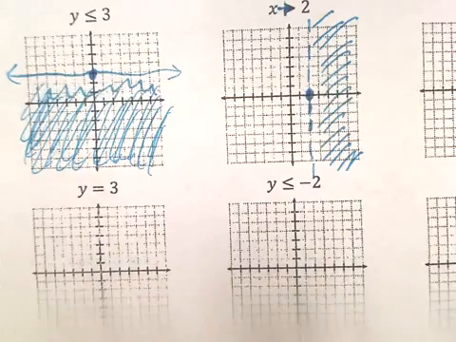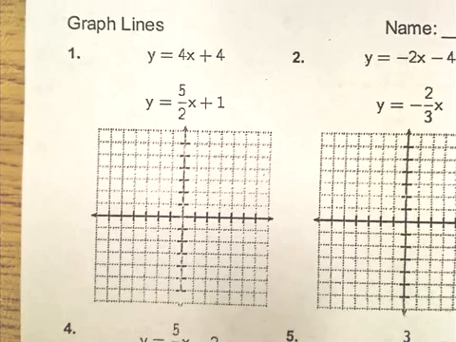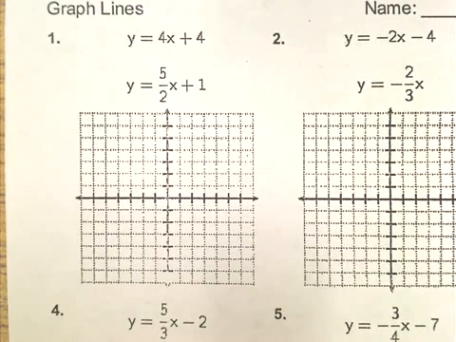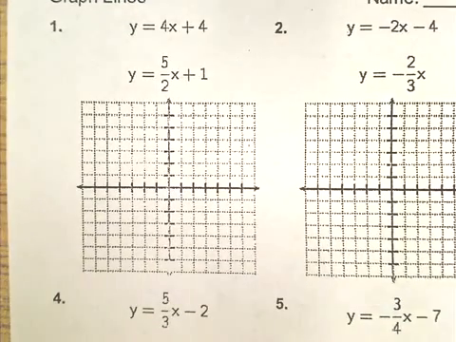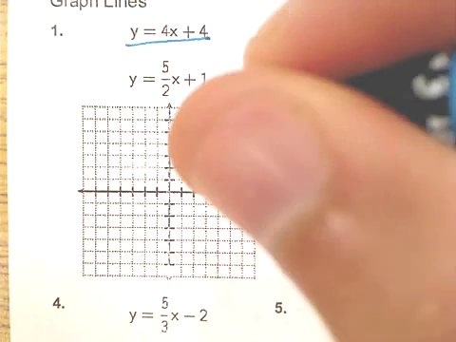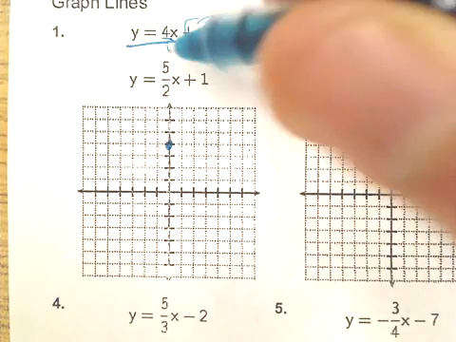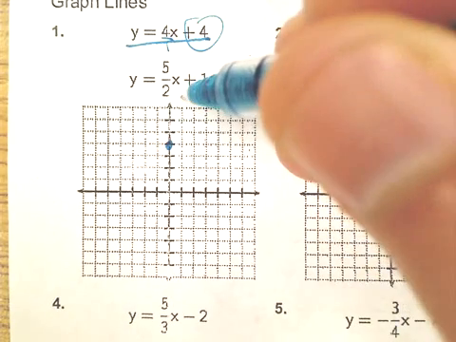On the back real quick. This is the graphing systems of equations where you just have to be really, really accurate. So y equals 4x plus 4. Let's start with this one. I'm going to put my points. So up 4 to start. Okay, and then up 4 and over 1 for my slope.